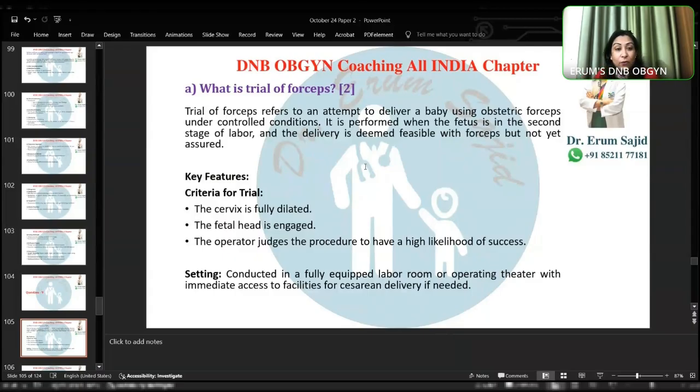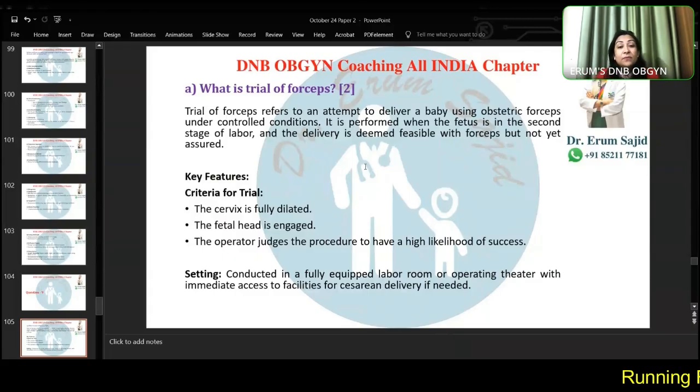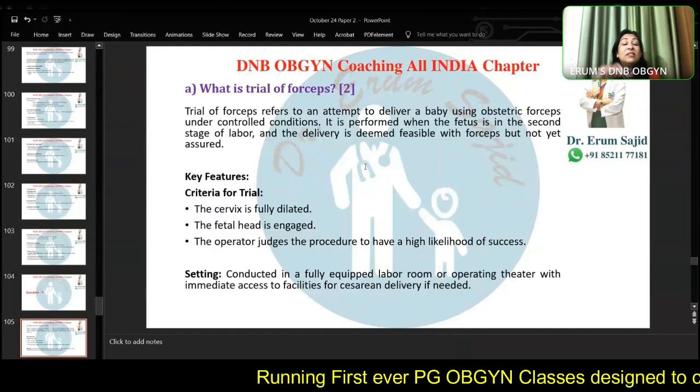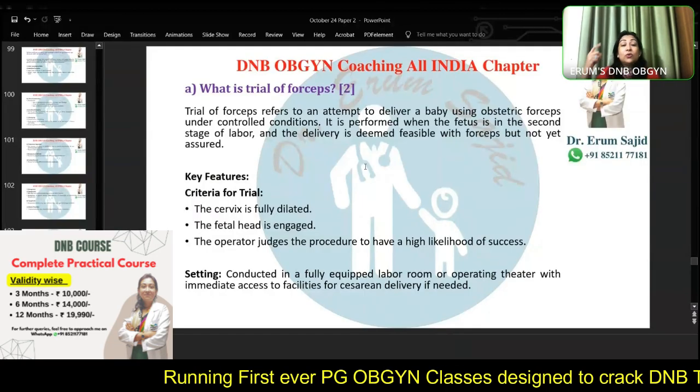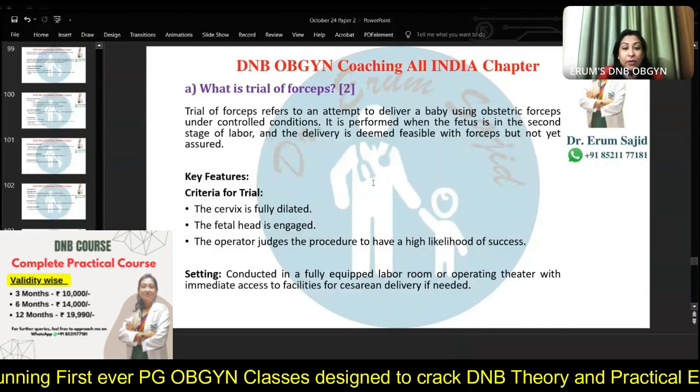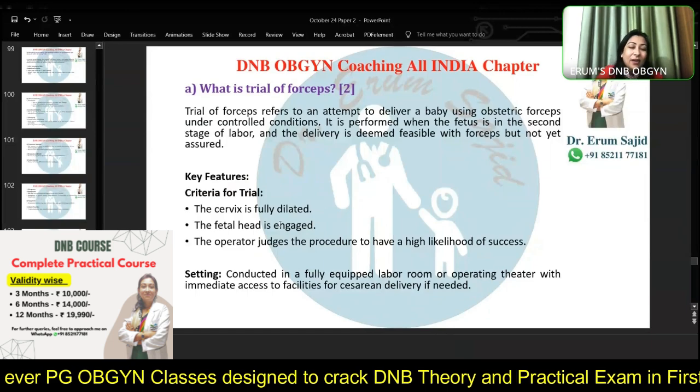Then there was a question on what is trial forceps. What is trial forceps? An attempt to deliver a baby using obstetric forceps under controlled conditions. Okay. And trial means that you're trying the forceps. That means if it slips or it fails, you try once more and then you abandon it. Okay. And of course, you can write down the criteria for a trial.